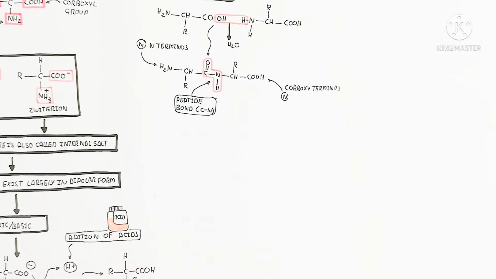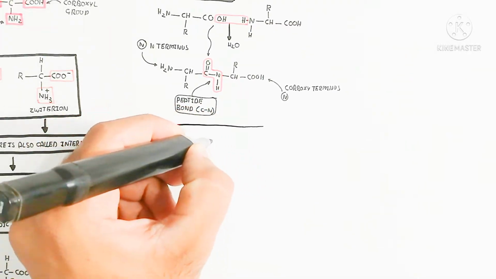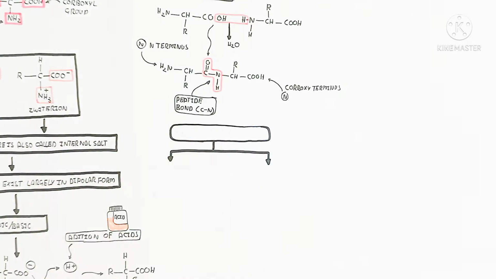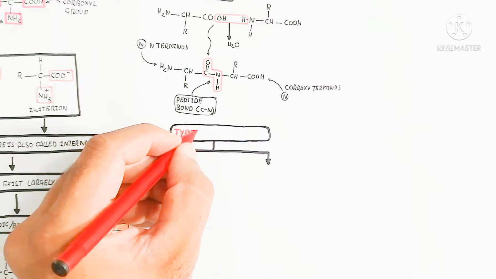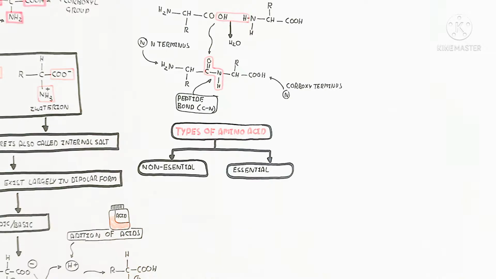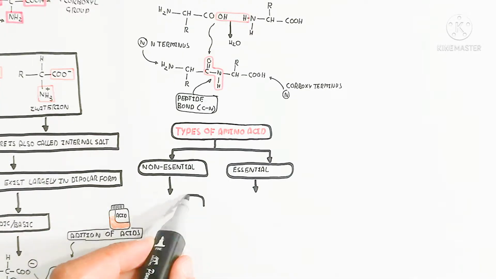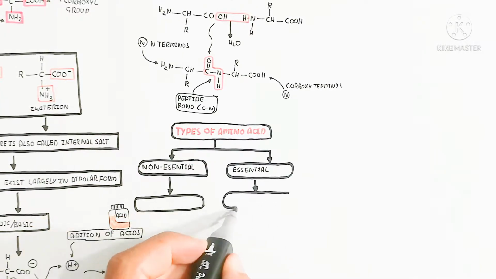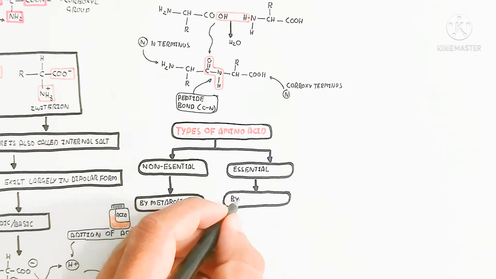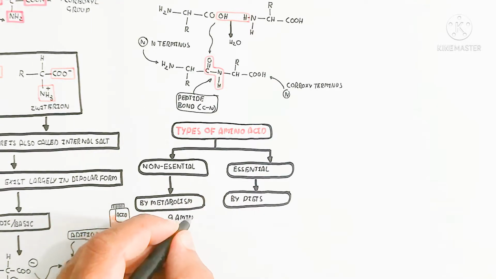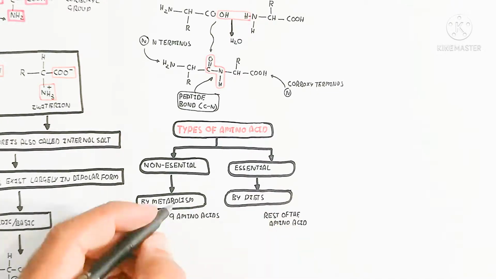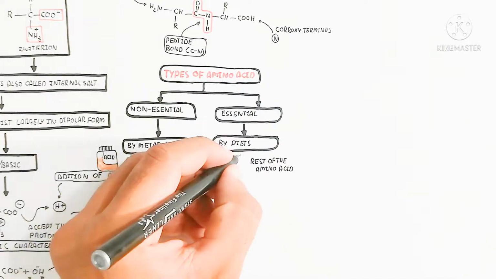First of all, we will understand the types of amino acids. There are two types: non-essential amino acids and essential amino acids. Non-essential amino acids are produced by our body itself through metabolism, for example 9 amino acids, while essential amino acids come from food, when we eat proteinaceous food, for example meat and egg. The rest of the amino acids are supplied by dietary protein.